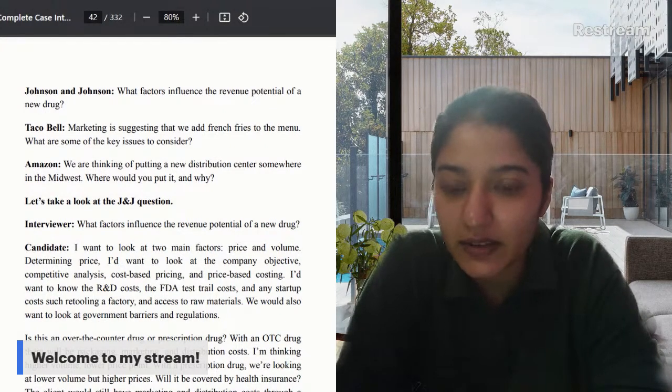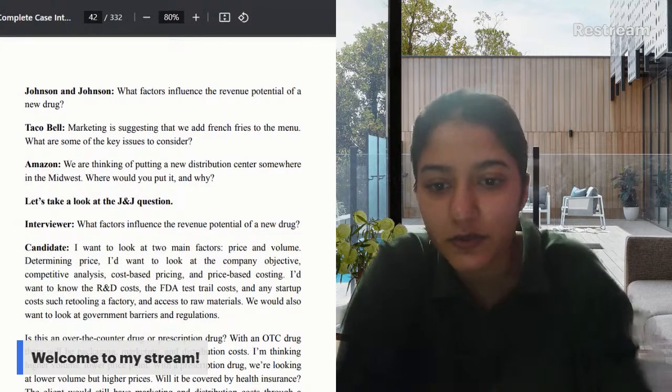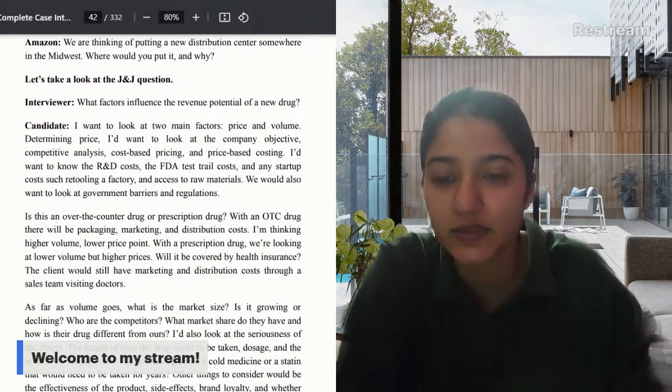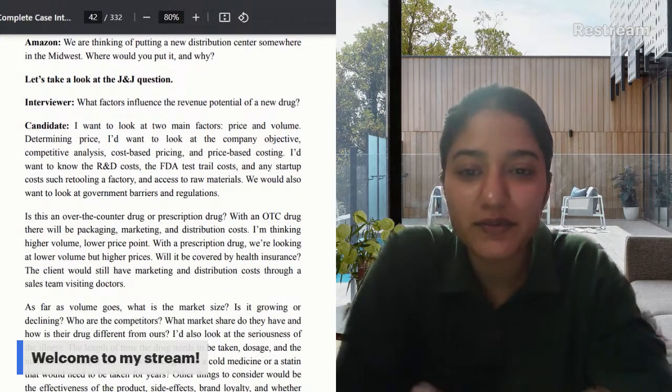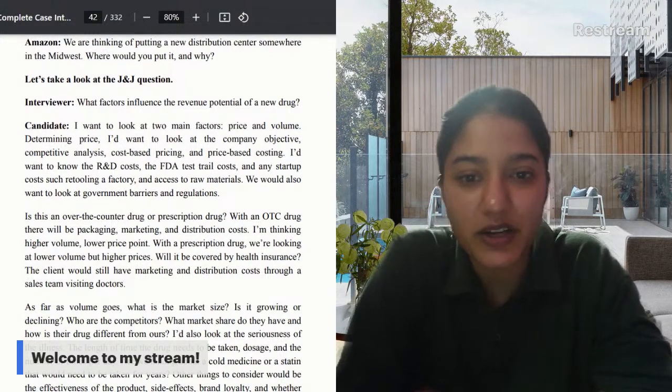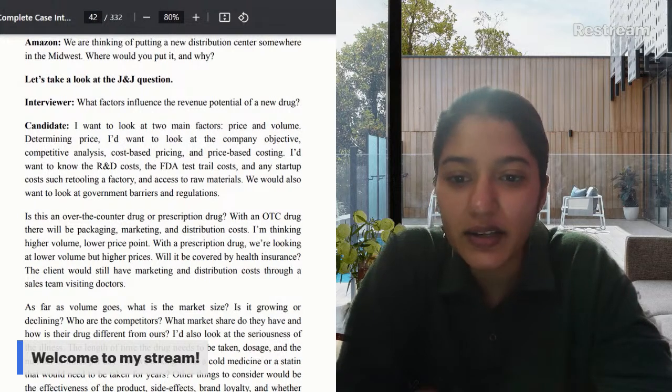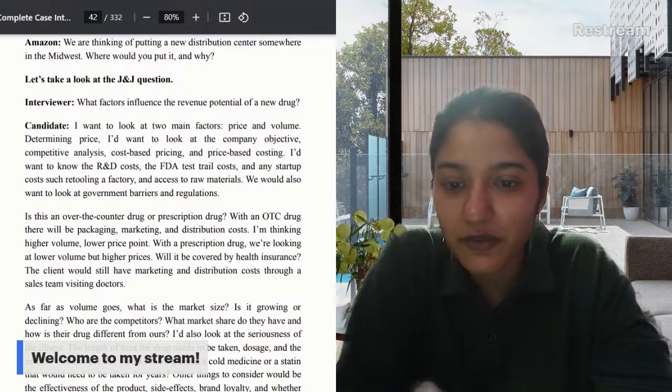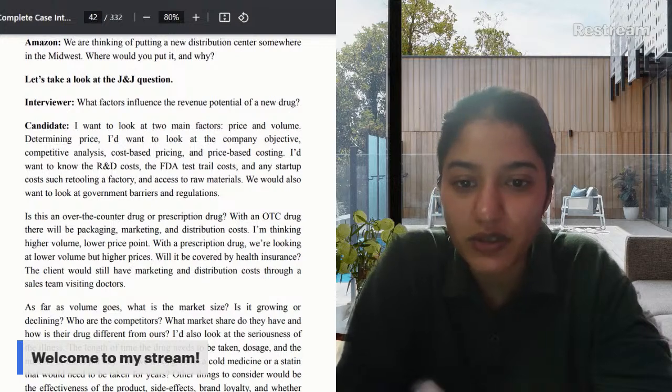Let's take a look at a J&J interview question. What factors influence the revenue potential of a new drug? Candidate 1: I want to look at two main factors: price and volume. To determine price, I want to look at the company objective, competitive analysis, cost-based pricing, and price-based costing. I'd want to know the R&D cost, the FDA trial cost, and any startup cost, like retooling a factory and access to raw materials. We would also want to look at government barriers and regulations.